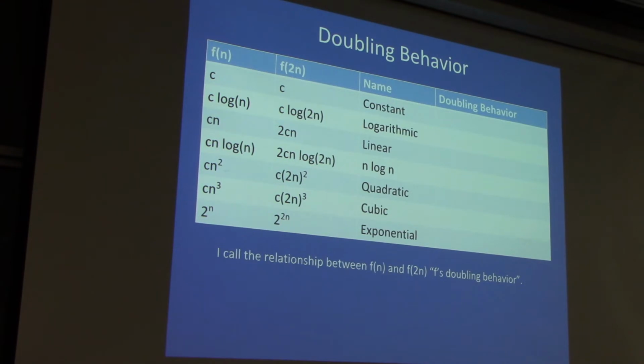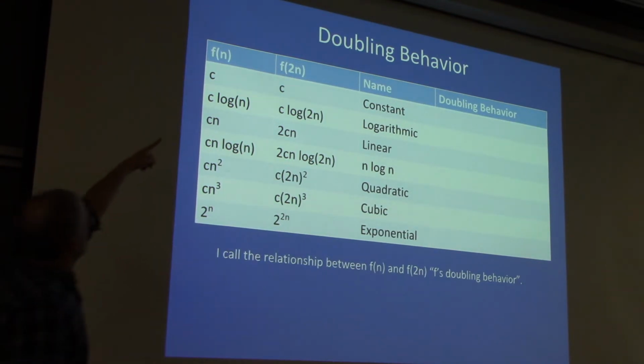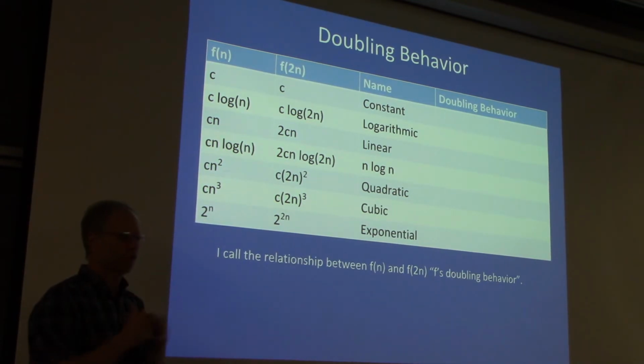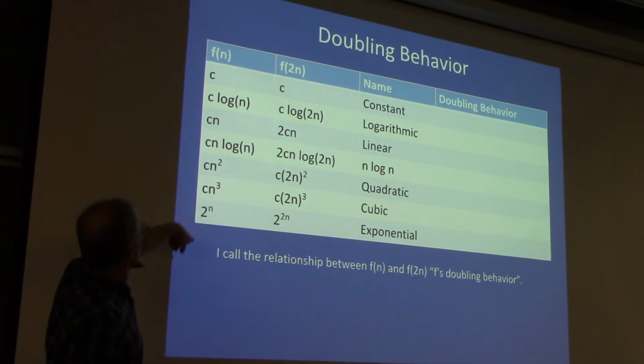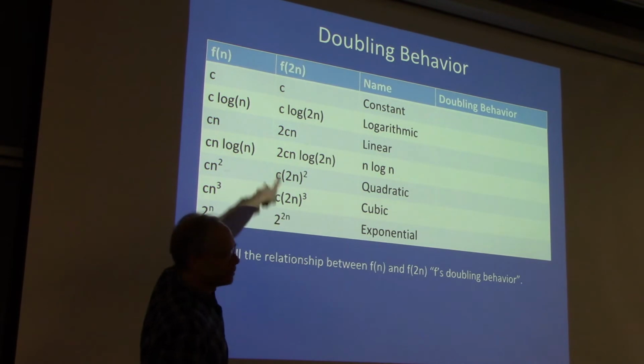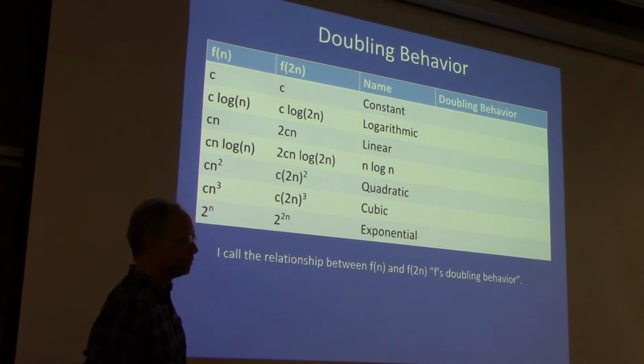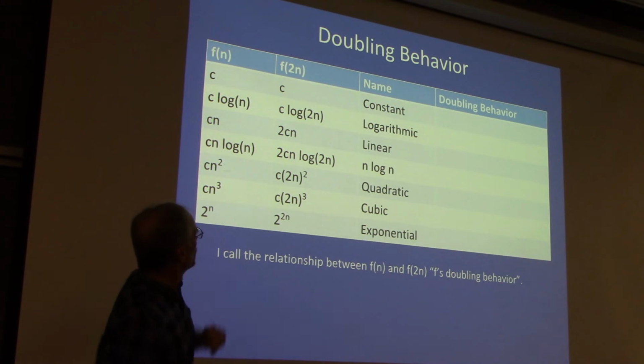So what I've got here is a function c. Think of it, this function describes the running time of some algorithm as a function of n, which is the input problem size. So that's f of n, and this is f of 2n. So I just plugged in 2n for n and simplified in some cases. And what I want to know is what happens when we go from n to 2n.